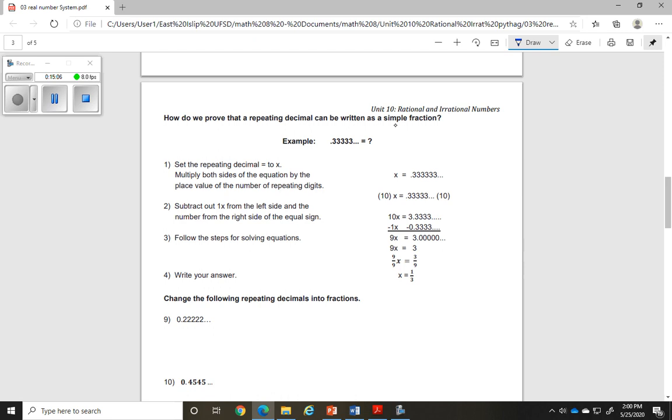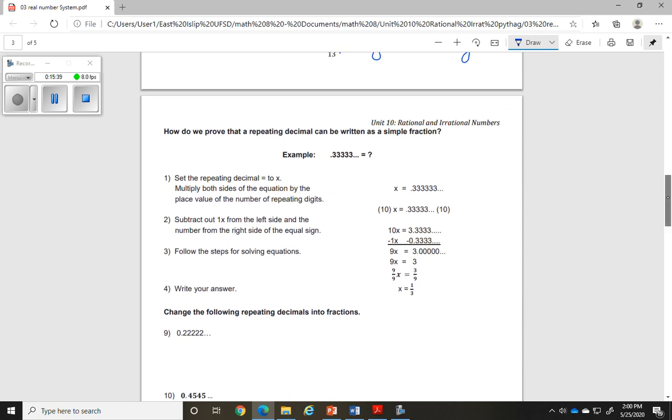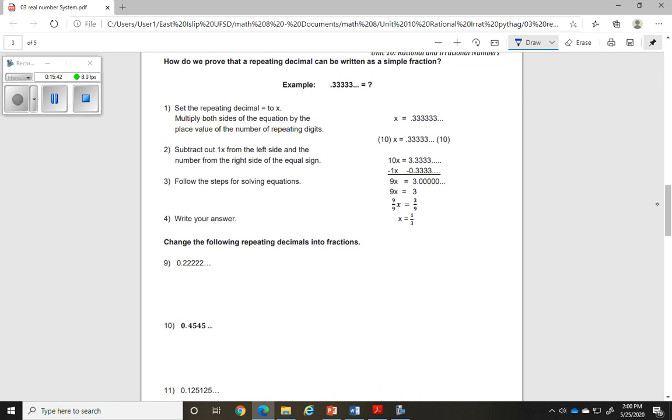How do we prove that this can be written as a simple fraction? I have to tell you that I don't really require you to know how to do this algebraically in 8th grade, but you can see that there's this algebraic way of changing all repeating decimals into fractions. I'm going to tell you a little trick, and then when you're in high school, you'll probably learn better how to change a repeating decimal into a fraction. The steps really are here.